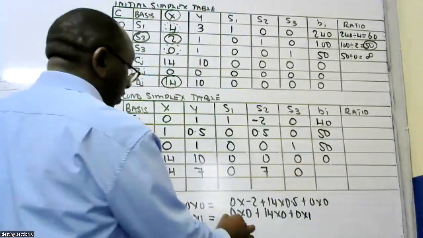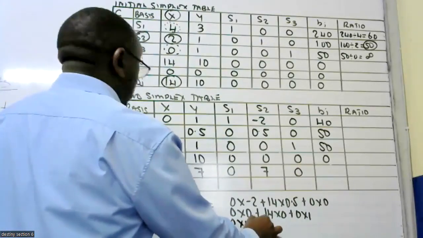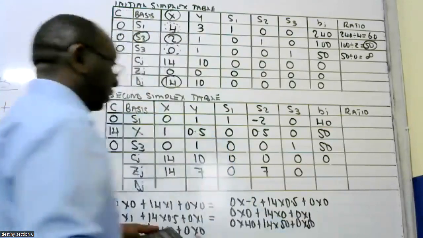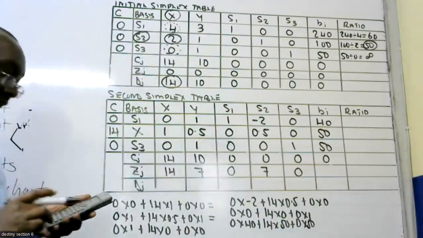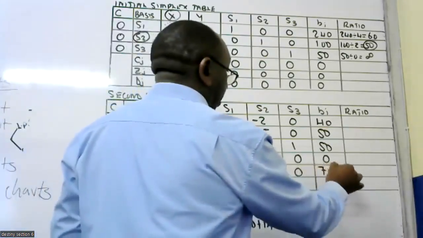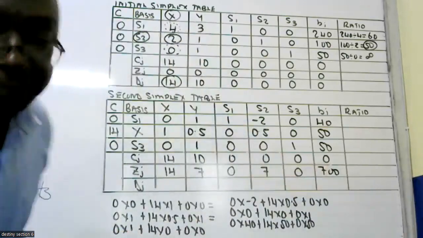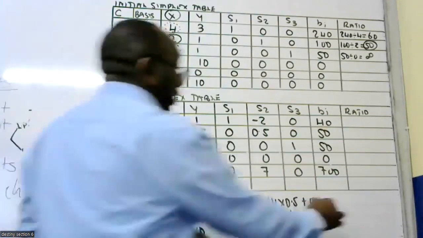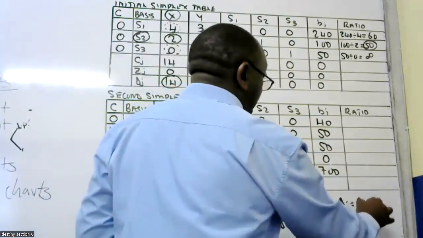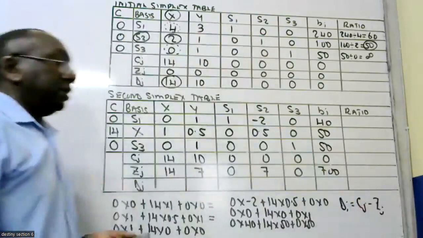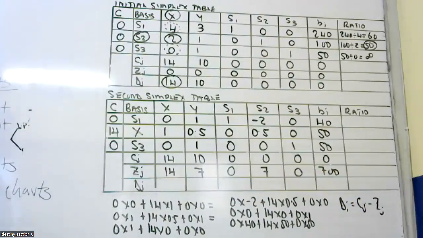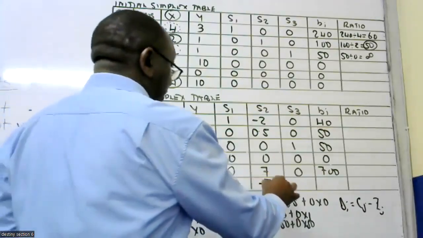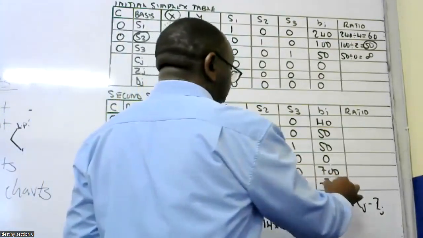The next one will be 0 times 40 plus 14 times 50 plus 0 times 50. So 14 times 50, that is 700. Kasema DJ is equal to CJ minus ZJ. So this becomes 0, this becomes 3, this is 0, this is negative 7, this is 0, this is negative 700.